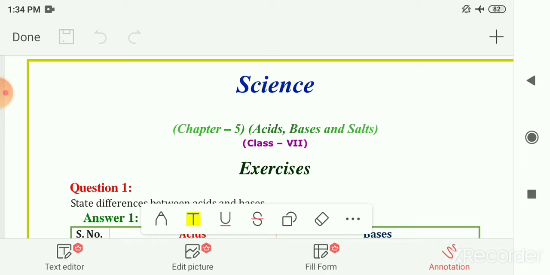Then we had seen that the neutralization reaction is used for the treatment of acidity, ant bite, acidic or basic soil treatment and factory acidic waste treatment. So these are the things we had seen in this chapter. So now let me start the solution of the textbook exercise for this chapter.